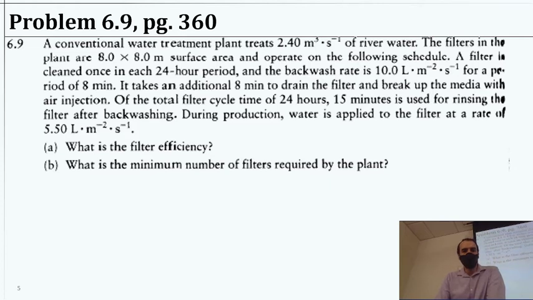The total filter cycle time of 24 hours, 15 minutes is used for rinsing the filter after backwashing. During production, water is applied to the filter at a rate of 5.5 liters per cubic meter per second. So part A asks what is the filter efficiency, and part B asks what is the minimum number of filters required by the plant. Part A is that filter efficiency, part B is going to be dealing with relating that effective loading rate and scaling that to an entire treatment plant system.